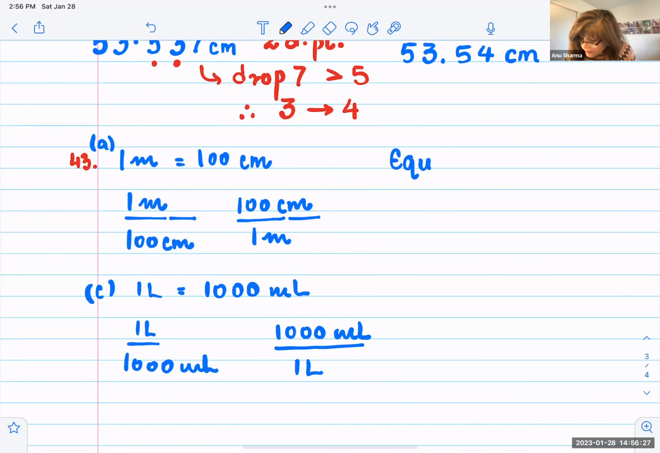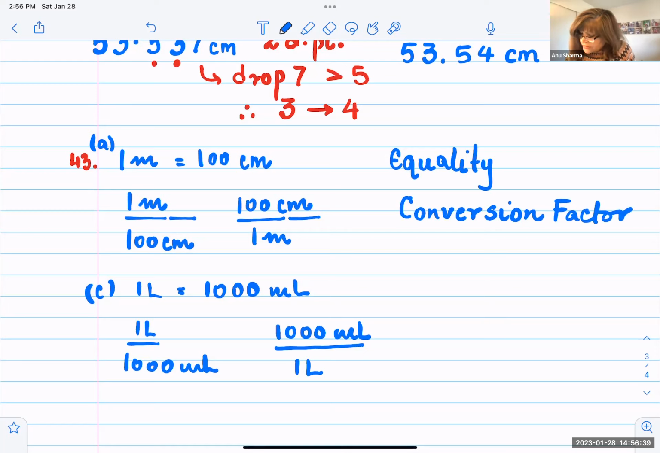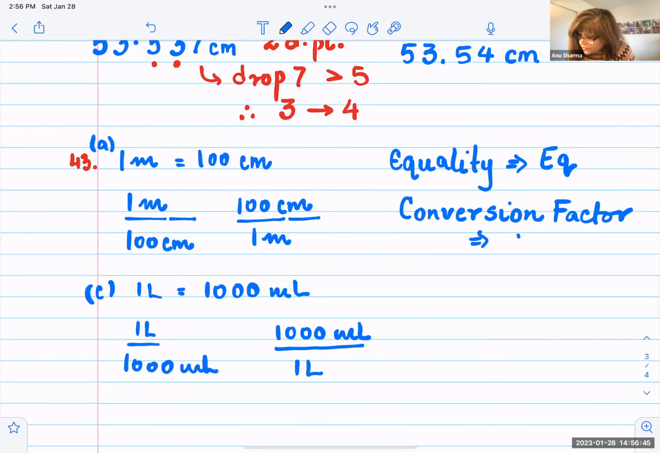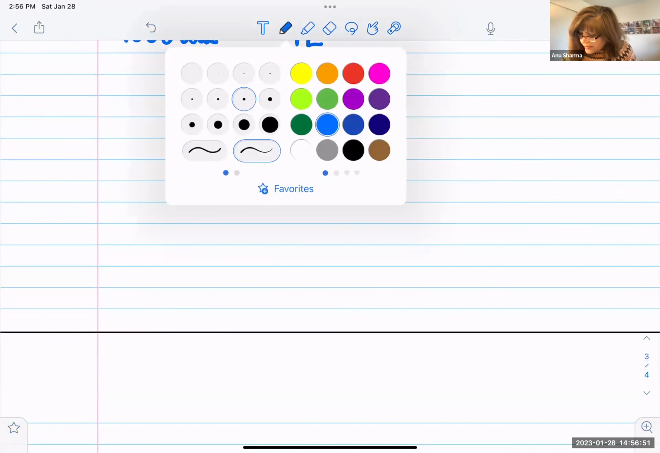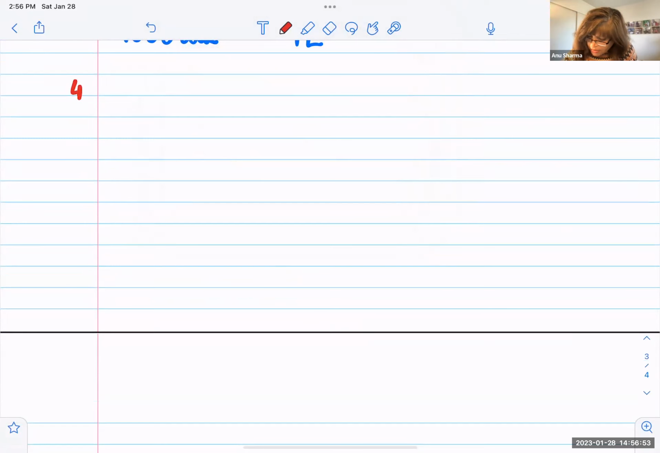Equality, and the next is the conversion factor. Very important. In general, I'm going to use EQ as the short form symbol for equality, and CF for conversion factor, just for short forms. Okay, next is problem number 2.47. Let's look at that.